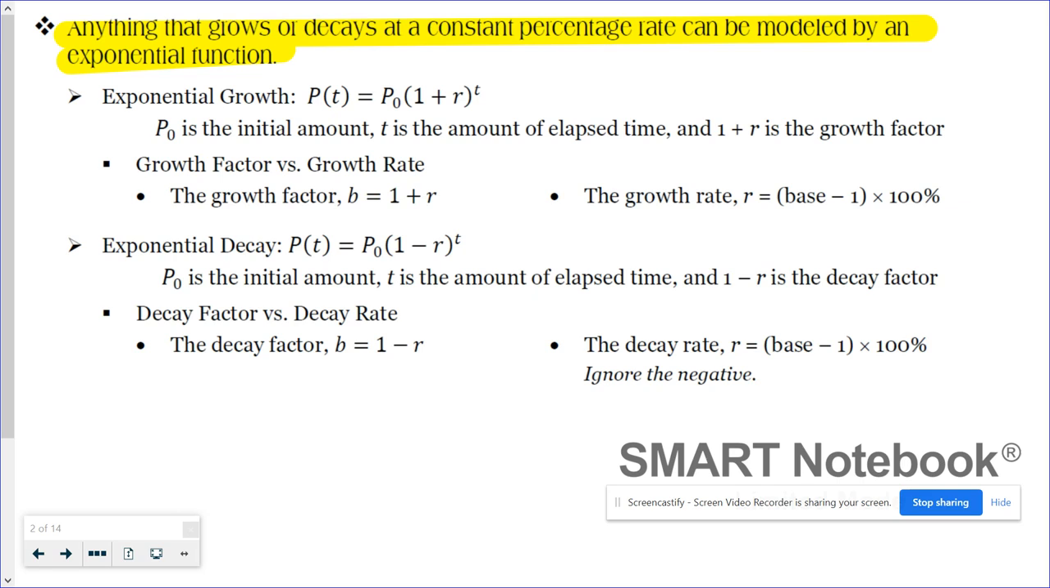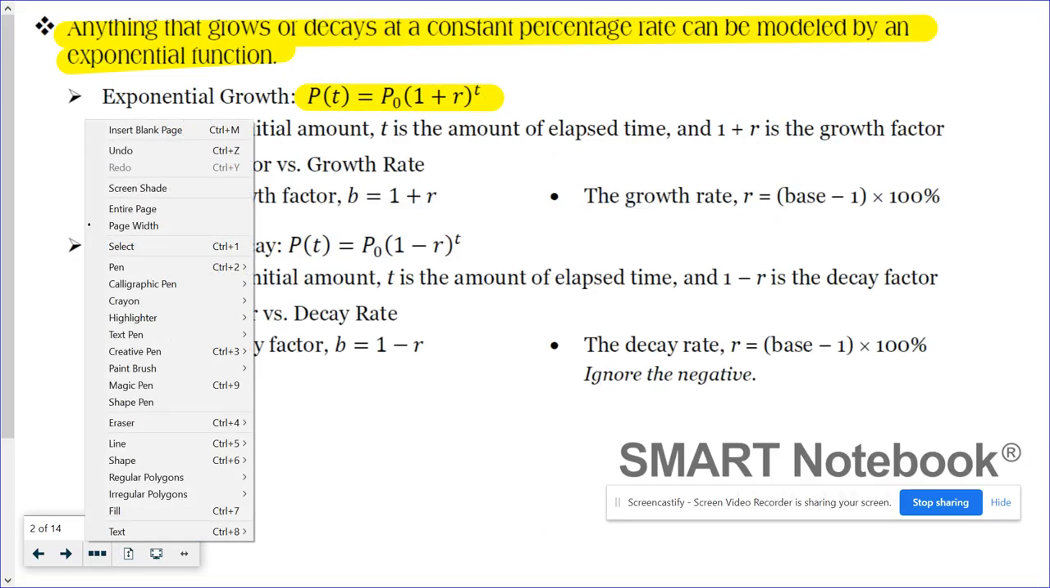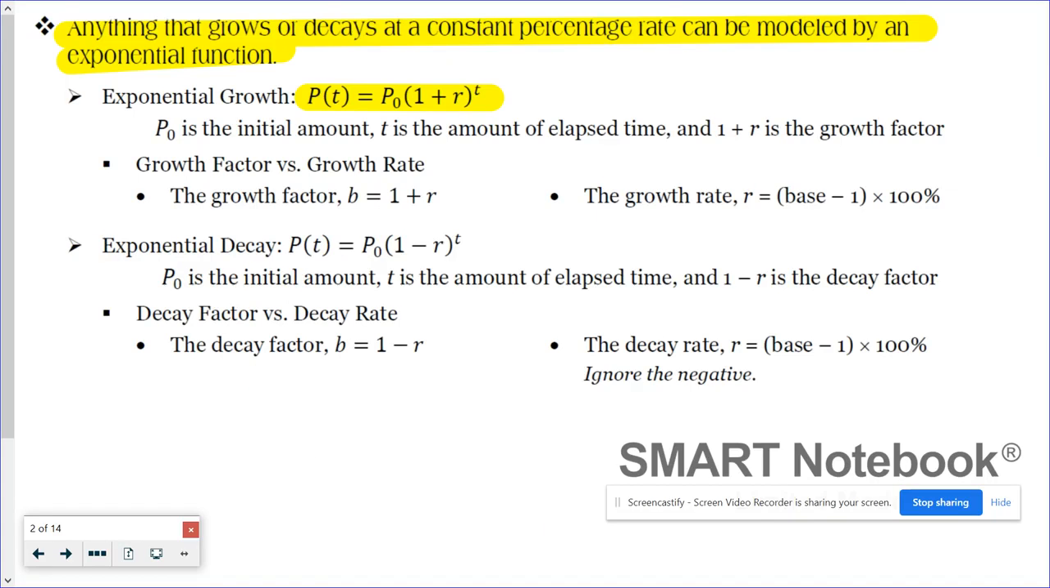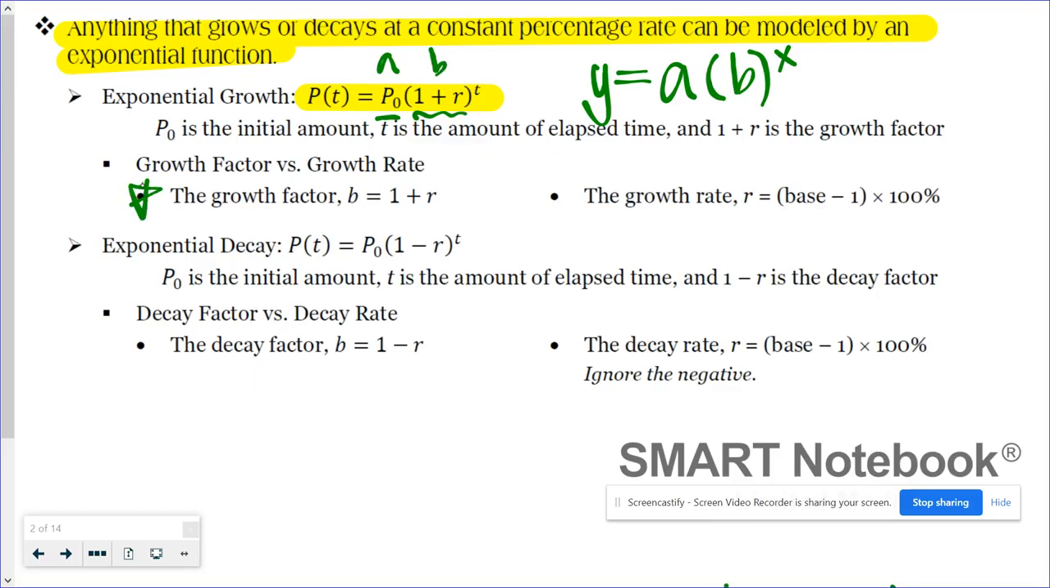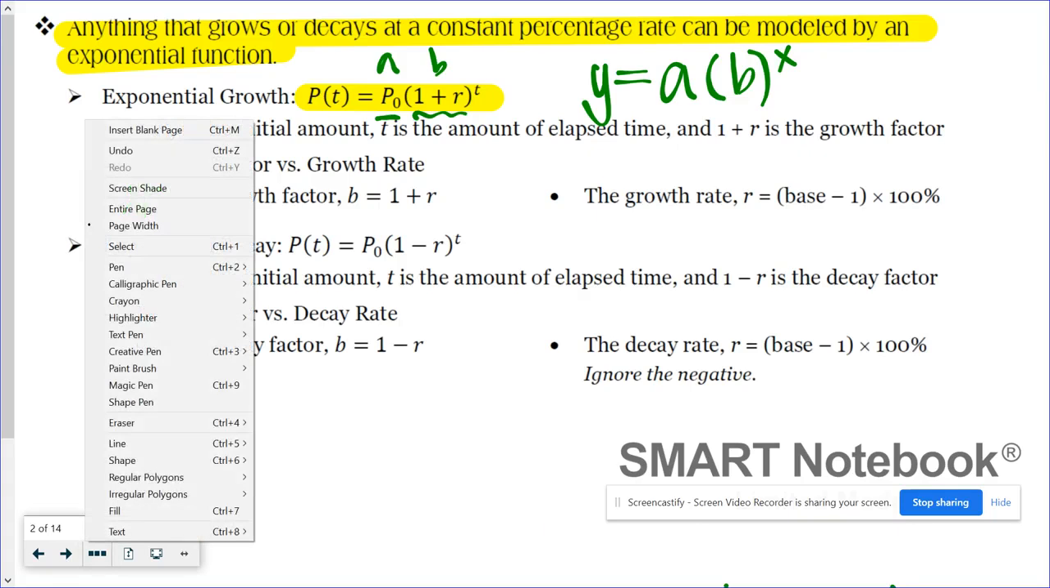For exponential growth, this formula says the same thing as our previous function formula that looked like this: y equals a times b to the x power. P sub 0 is your a value. And for b, they just have a special rule because we're talking about a problem where I'm given a percent rate. What is b, my growth factor? I can find b by calculating 1 plus r.